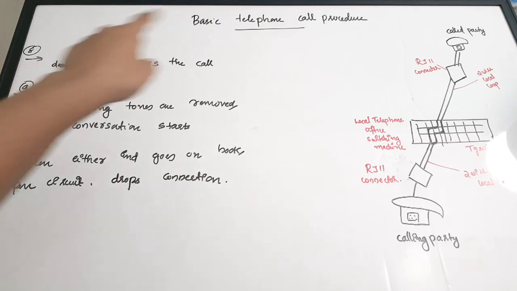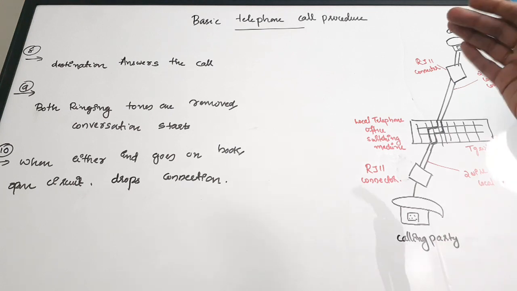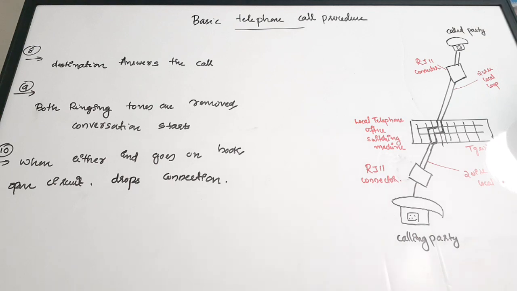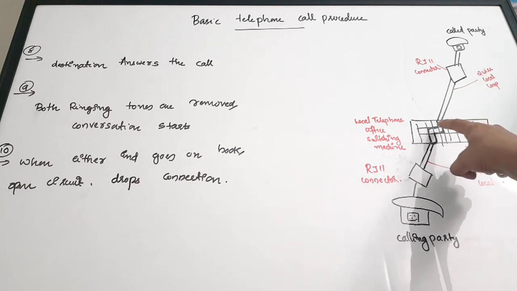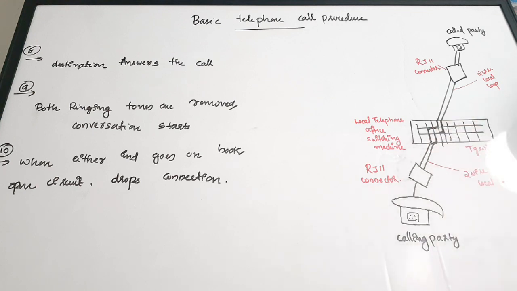The destination will answer the call. So when the destination is answering the call, there is a complete path, or a complete loop, between the calling party and the destination, the called party. Okay. So in step 8, when the destination answers the telephone, it completes a loop and causes the DC current to flow. Now you can see here, in the switching machine, there is a path identified for the call to happen. Okay. So there is a complete loop and a DC current flowing through this loop.